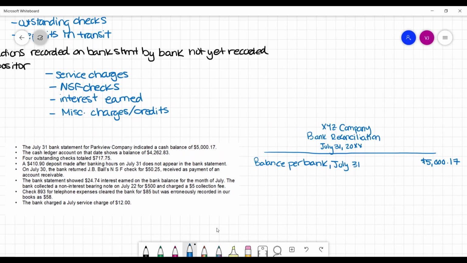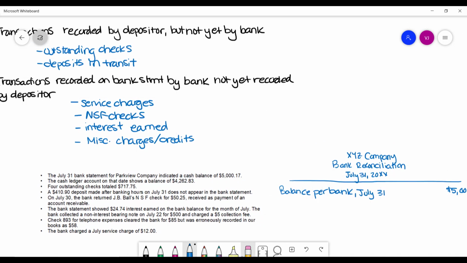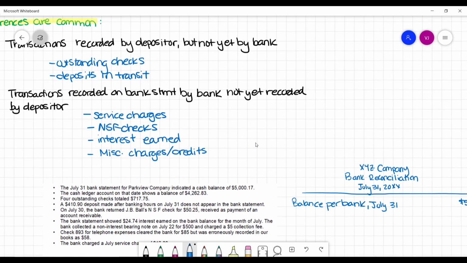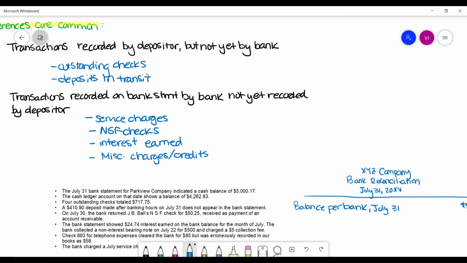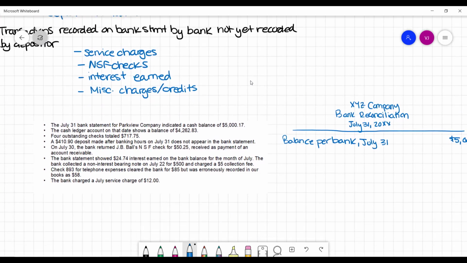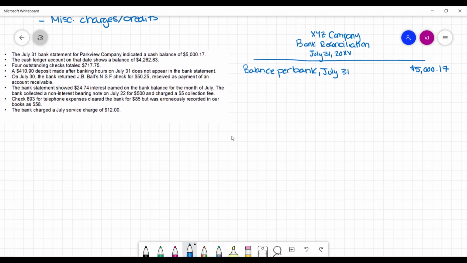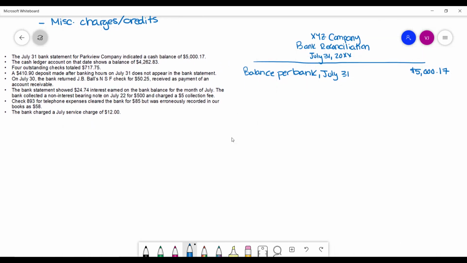So we want to look at this list and see, okay, remember we said that some things on the bank's end that will lead to differences in balances would be outstanding checks and deposits in transit. So these are things that the bank doesn't yet record at the same time that the depositor does. So we want to look, are there any outstanding checks or deposits in transit here? So let's take a look. It says on the third point, 4 outstanding checks totaled $717.75. So let's just check off that we've done this first one.